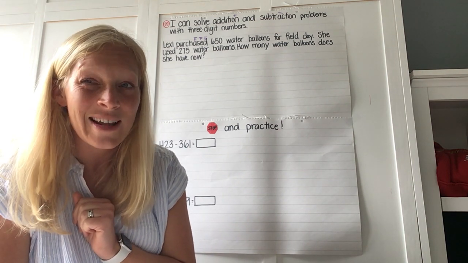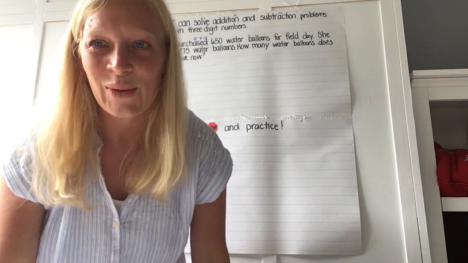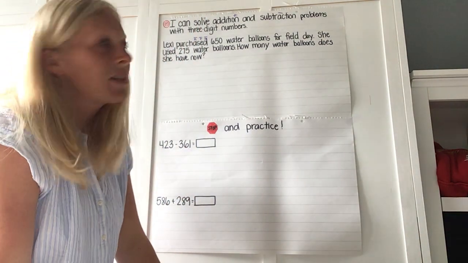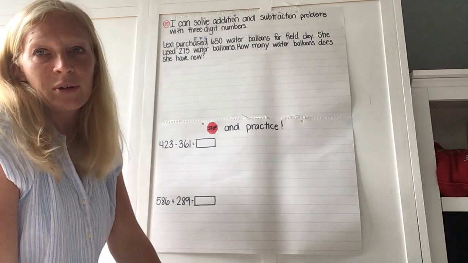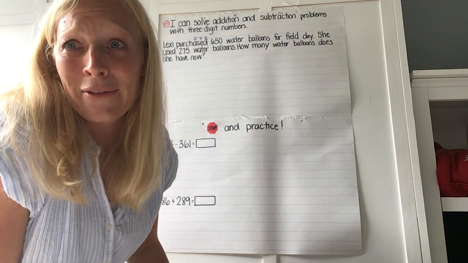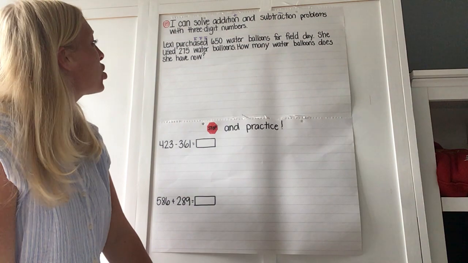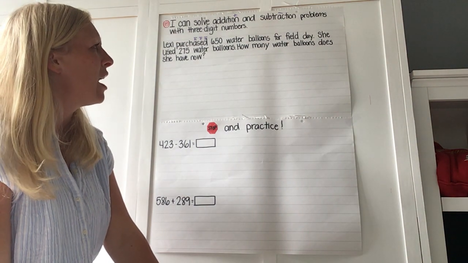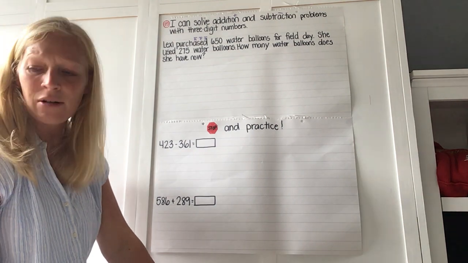Let's read the first one and see if we can figure out what we're going to do first. Lexi bought 650 water balloons for field day. I can't wait for field day. She used 275 water balloons. How many water balloons does she have now?